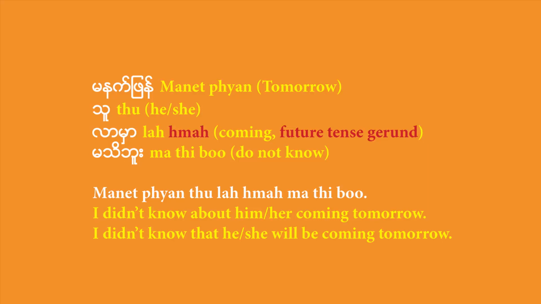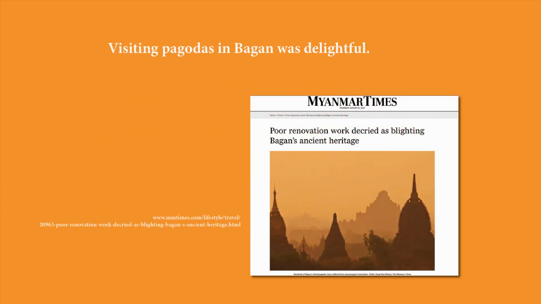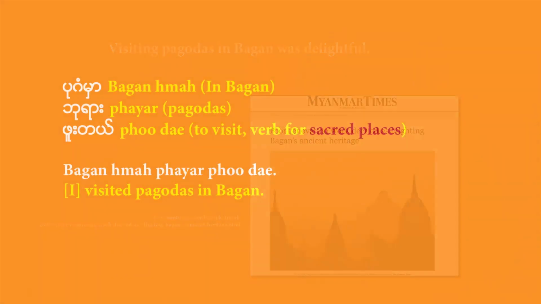How about saying something like visiting pagodas in Bagan is enjoyable, delightful? It's easier than you think. You start with Bagan ma to say in Bagan or at Bagan. To visit pagodas is payapude. The verb pu needs some explanation. It is formal and specific to visiting sacred sites.